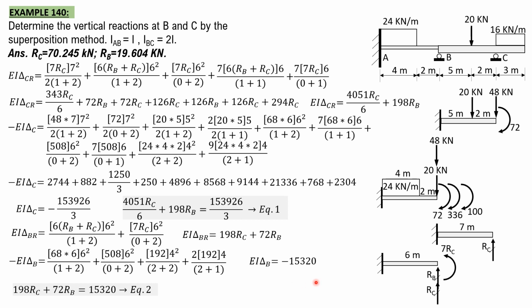So the second equation is 198 R sub C plus 72 R sub B equals 15320. Solving these two equations simultaneously, we get R sub C equals 70.245 kilonewtons and R sub B equals 19.604 kilonewtons. If you want to compute the reaction at A, you just apply statics, and for the moment reaction at A, you also apply statics. But in this problem, we are just required to determine the vertical reactions at B and C. So that's enough. I hope you are able to follow.